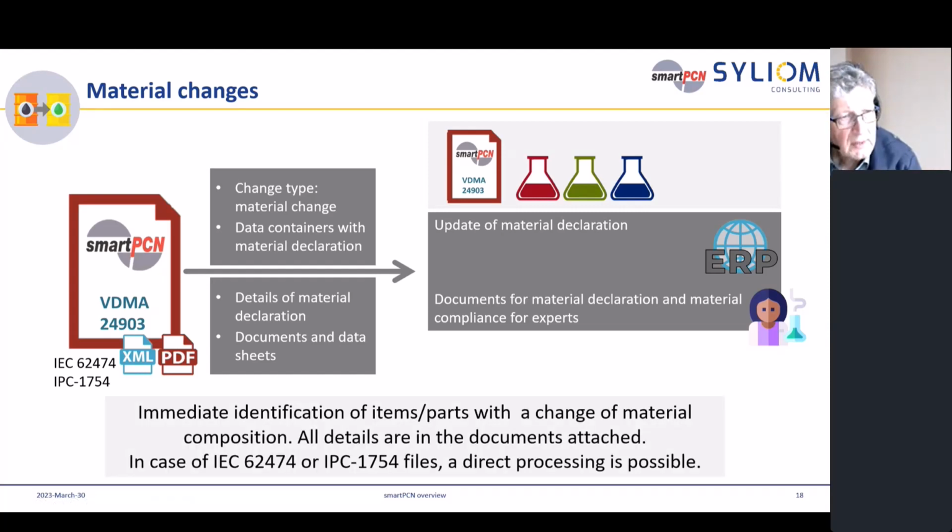It allows you the immediate identification of all the items and parts with a change of material composition. And all details are in the attached documents. So for example, there is an IEC 62474 or the IPC 1754 file. If you provide those files to your customer, you just attach it in here, and you have all the parts that fit to these declarations. All the parts are then in the XML files, and this allows your customers to do an immediate evaluation of the documents and to link it to the products.